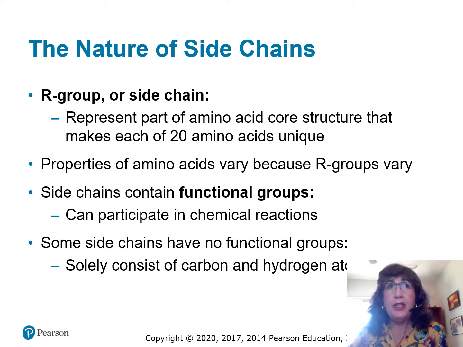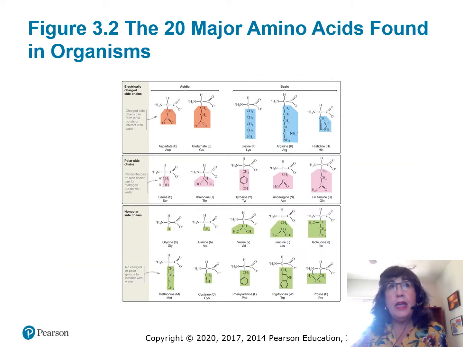The nature of the side chains. As I mentioned earlier, the R group is what gives a character to each of the 20 amino acids. And each of these properties in the side chains vary from one amino acid to the next. And these R groups can participate in chemical reactions. And then some side chains may have functional groups, but others may not. If you look in your book at figure 3.2, you see that there's a listing of all of the 20 amino acids, and you see the R group or the side chain, and you see how it makes each of the 20 amino acids unique.